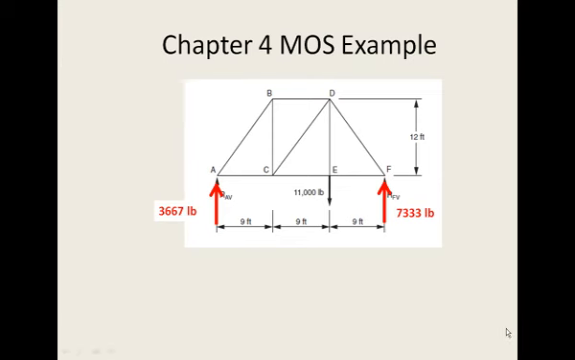This is an example problem to show you how to use the method of sections procedure to do a truss analysis. As we saw before, we typically like to solve the support reactions over here at RA, V 3667, and over at F, RFV 7333. The other thing that we like to do in truss analysis problems is to identify the angle that the diagonals make with respect to the x-axis. In this case, as before, we find that the diagonals all make 53.1 degree angles.